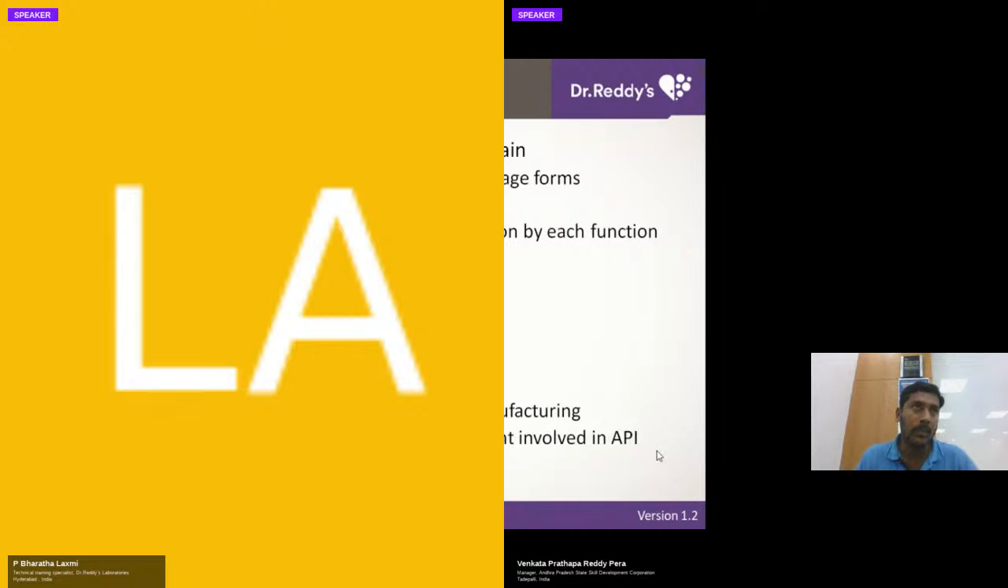In DRL we give this training to new employees. The outcome is that after completing this training you will be able to understand what API manufacturing is, how API manufacturing is done, and you will gain some technical knowledge. Each department and its responsibility will also be understood by the end of this training. Hope, Lakshmi, my voice is clear now. Absolutely. Great. Let's start. Next slide, Maheshwari.